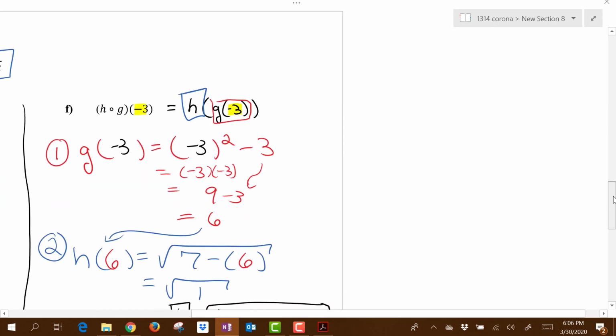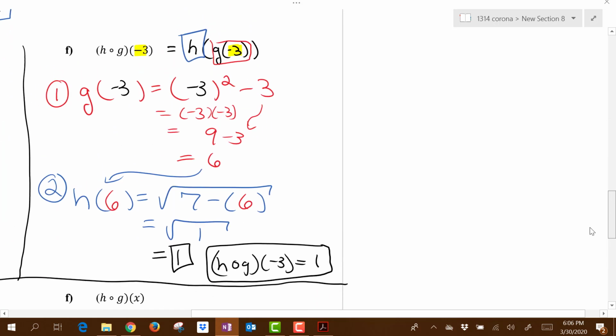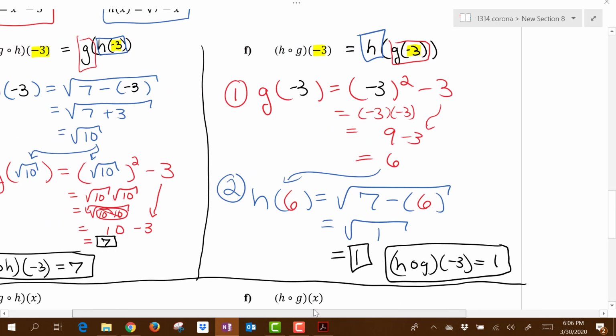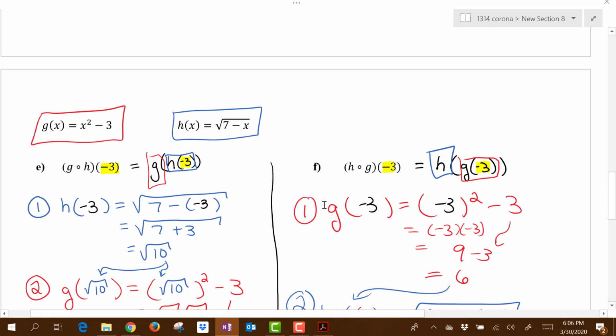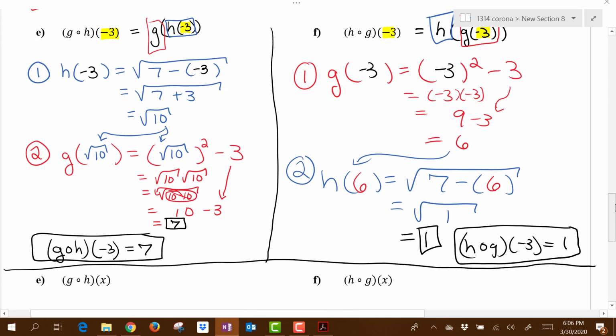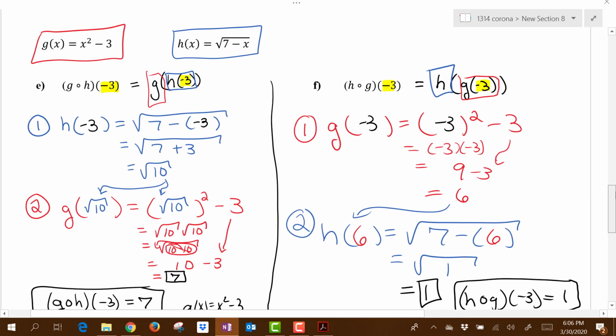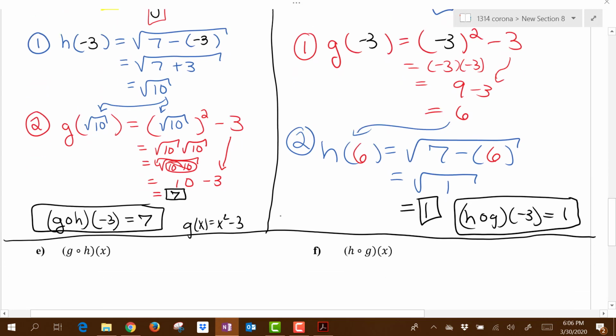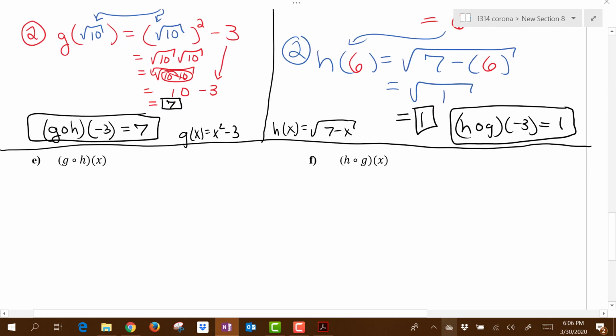Alright, let's go on to the last page here. So here we were doing composition. We had g of x equals x squared minus 3, and we had h of x equals square root of 7 minus x. Okay, so on your notes you can see those. I'm just going to copy them down here so we have a reference point there.